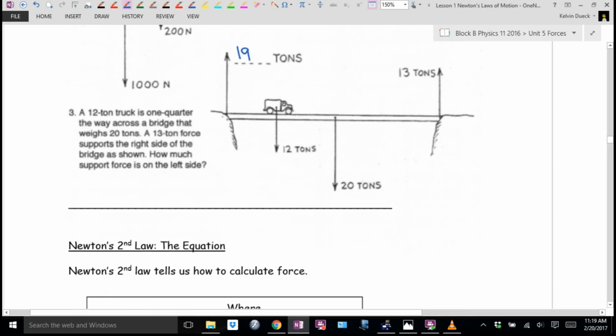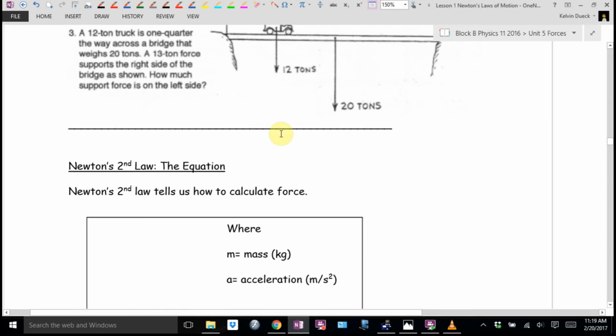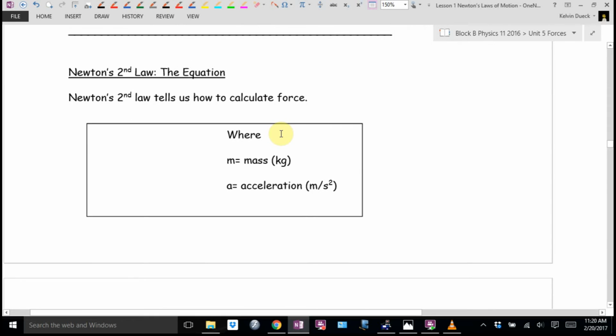Okay. That's Newton's first, the law of inertia. If you're accelerating, forces are unbalanced. If forces are balanced, you can't be accelerating. Newton's second law is the equation. It tells us to calculate how big the force is.